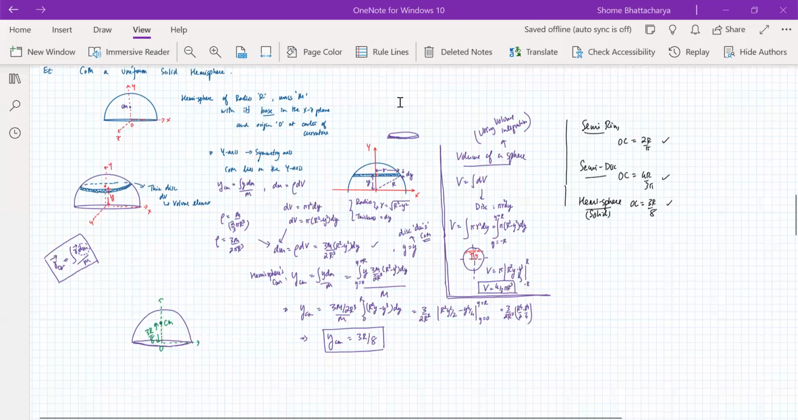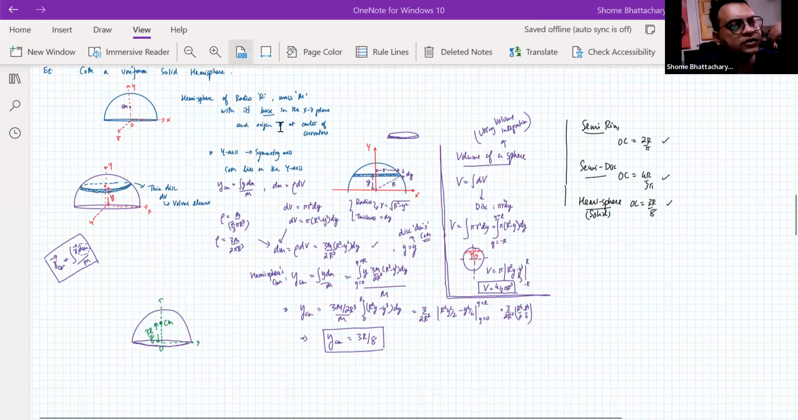In fact, what we can do is we can start with an example of a volume distribution. So for that, we will look at the center of mass of a solid hemisphere. Okay. So let's look at this example next. The center of mass of a solid hemisphere.